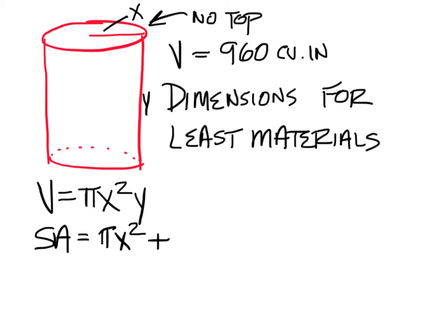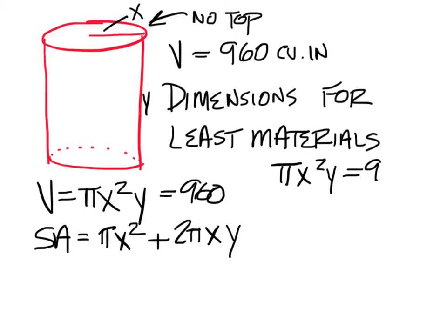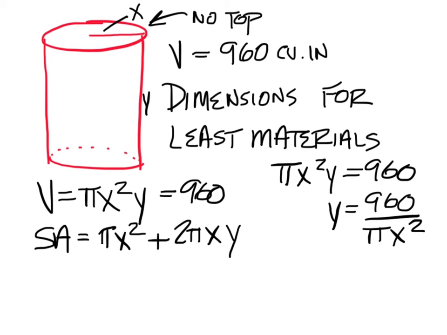And of course that's going to be the height times the circumference of one of the circles, so it would be 2 pi x and then y on the end. We do know that the volume is equal to 960, so with that we can set pi x squared y equal to 960. And then divide 960 by pi x squared and plug that back into the formula. So 960 over pi x squared is what we need to look at next.